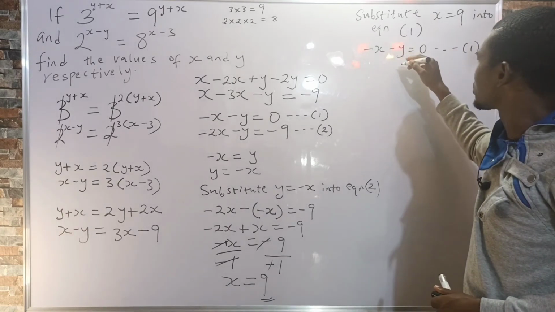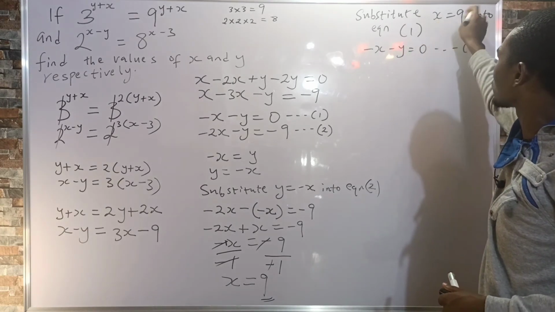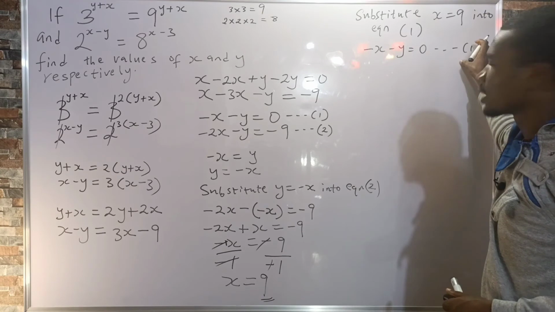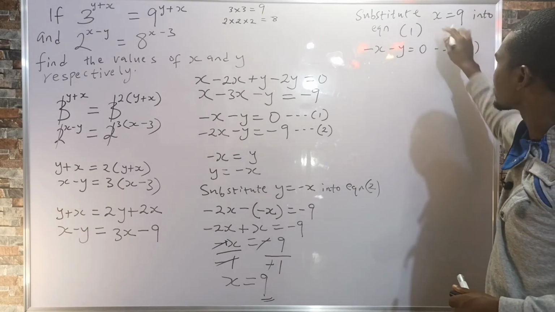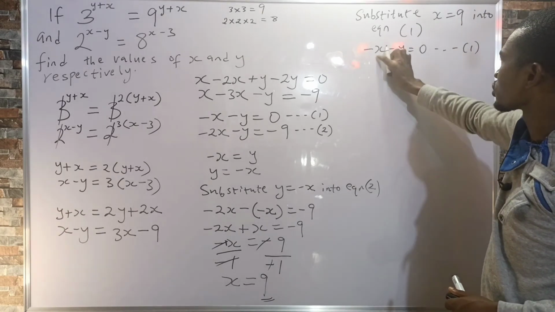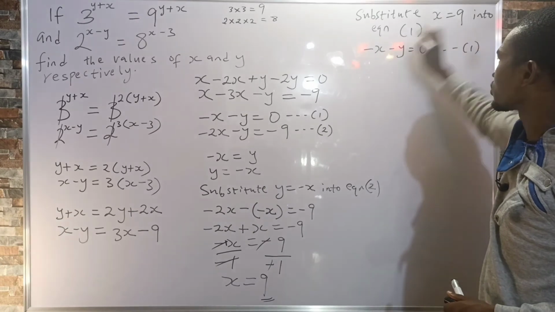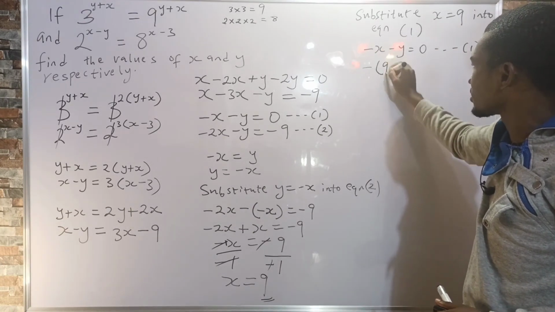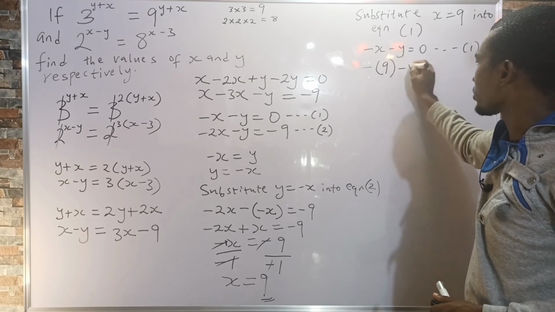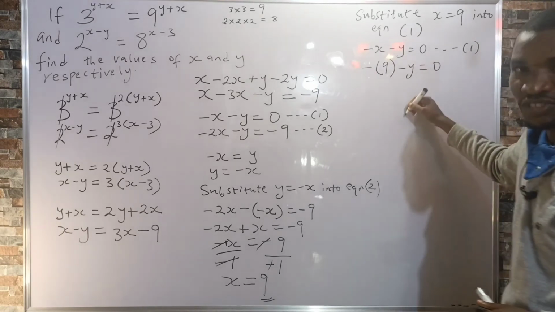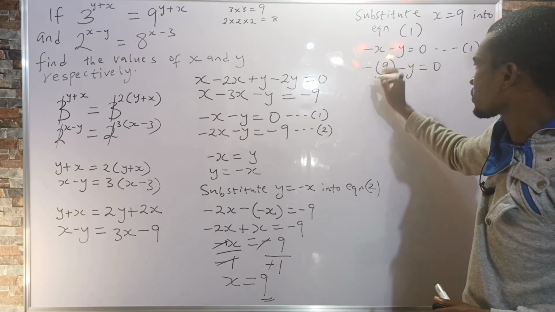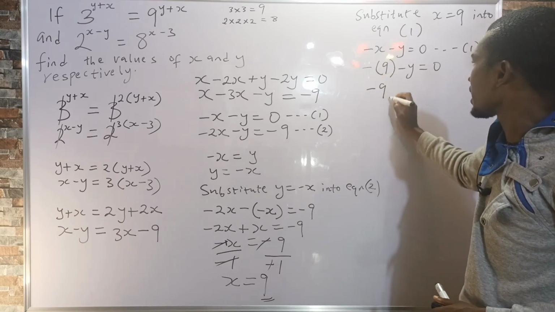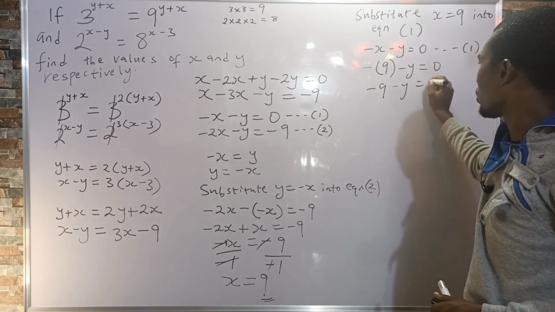Then I want to substitute the value of x equal to 9 into this equation 1. That means wherever I see x in this equation 1, I will replace it with 9. So I have negative in bracket, what is my x? My x is now 9. Then I have minus y, and that is equal to 0. Then minus multiplied by 9 is still minus 9. Then minus y equal to 0.